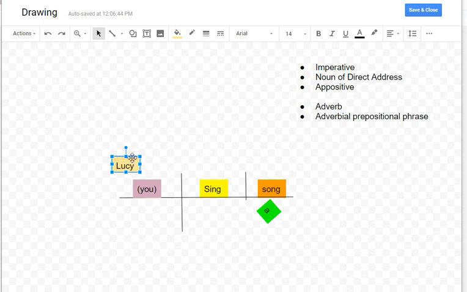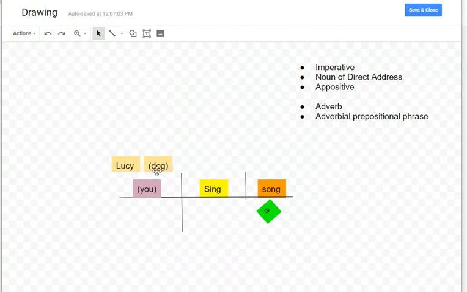So we took that, it comes right here, Lucy the dog. It renames a noun. In this case, it's renaming the noun of direct address. So we have Lucy the dog, and we would put the underneath the dog. So Lucy the dog, sing a song.